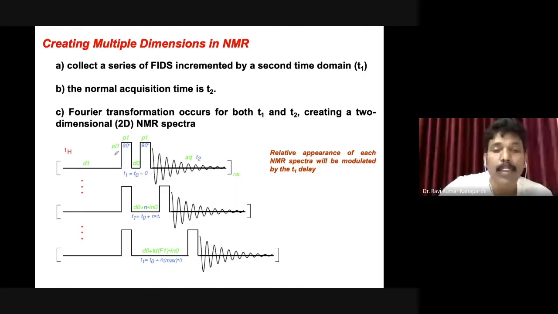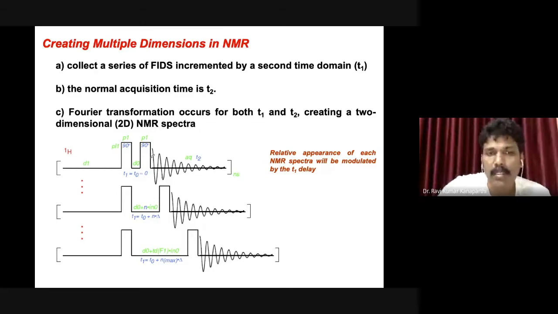We will apply two pulses. You can see here that the first is the 90-degree pulse. After applying the 90-degree pulse, immediately after that you can apply another 90-degree pulse, and then you can record the FID. Okay, this is one method.